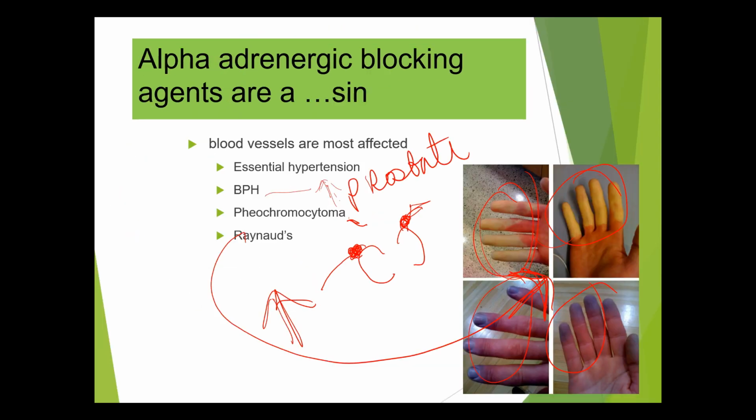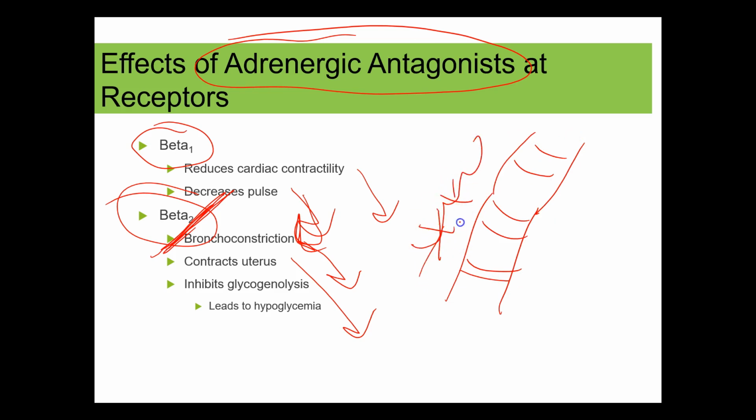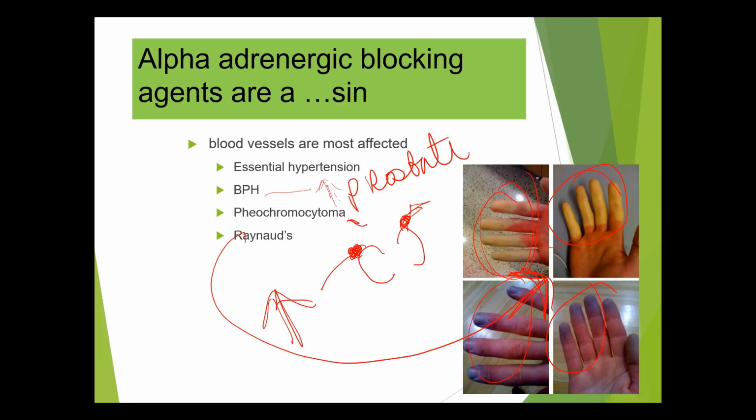Oops, let me go back here. Okay, just to explain a little bit better on this, beta-1 and beta-2 actually dilate your bronchioles, but if you block the receptor sites, this isn't going to happen. It's actually going to constrict. So that's why when you give medications to people with asthma or COPD, sometimes it can hit those sites, and so you have to be really careful with that.